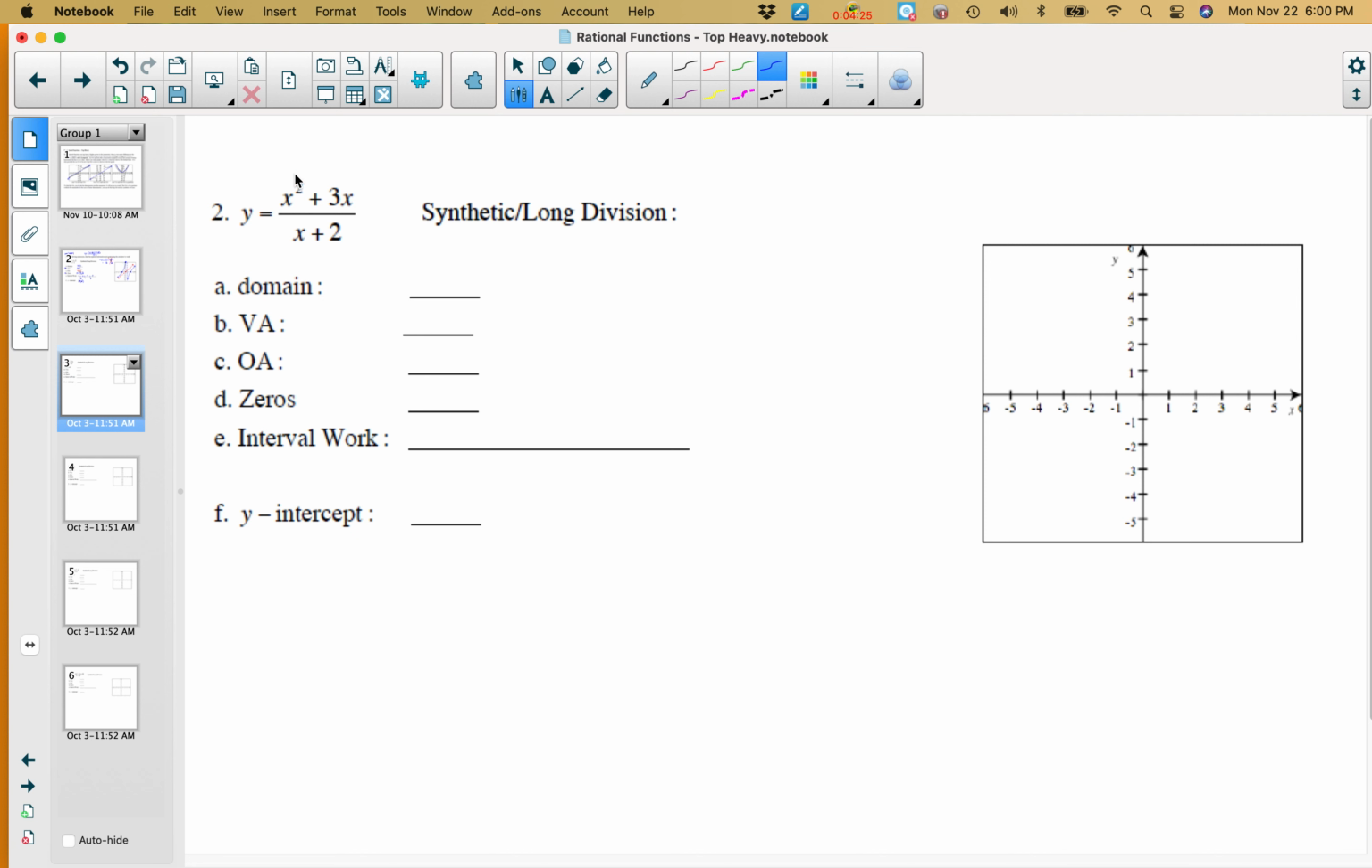Again, top heavy, and notice it's just 1 degree higher in the numerator. So I'm going to start by factoring. So y equals x times the quantity x plus 3, and we just have an x plus 2 in the denominator. So my domain, x not equal to -2. Nothing cancels, so we get x equals -2 as a vertical asymptote.